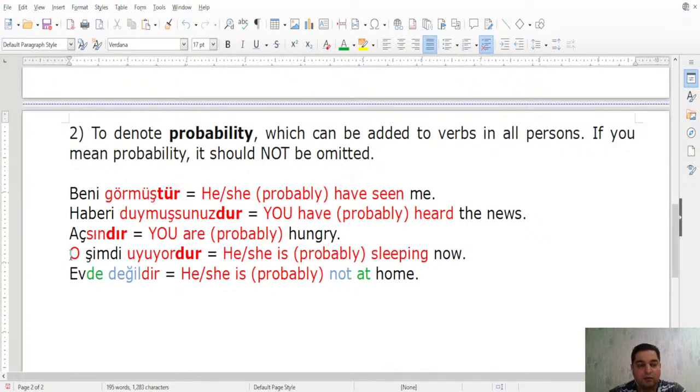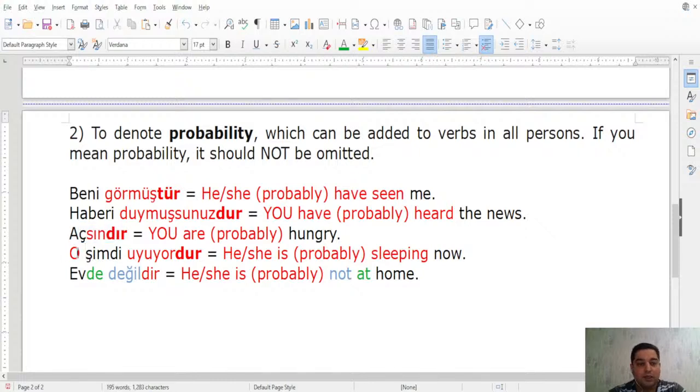Let's look at the fourth sentence: o şimdi uyuyordur. O şimdi uyuyor. And by the way, just before we continue, look at this. Aç is an adjective here. You see it's not a verb. Aç means hungry, and açsın is the verb to be, the ending added to the adjective. Açsın, you are hungry. Açsındır, you are probably hungry.